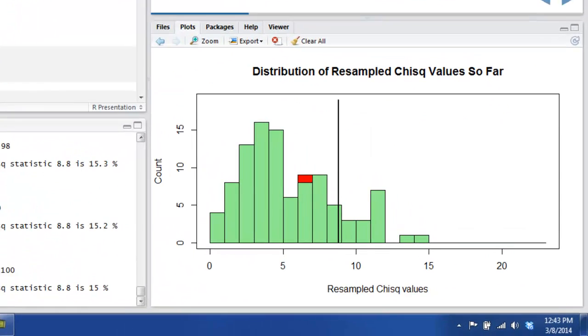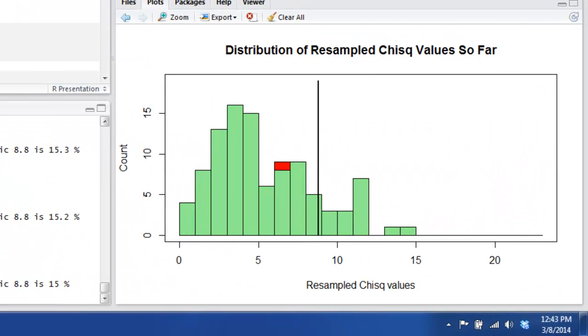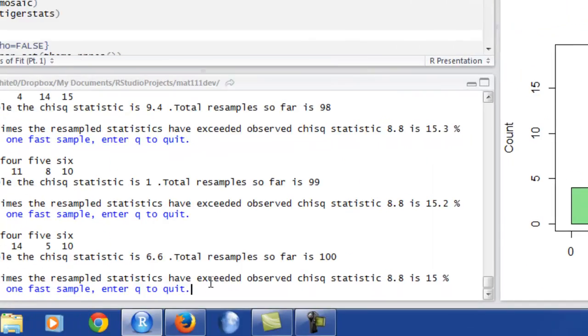All right, we're back. In the plot window, you see a histogram taking shape. This histogram is our estimate of the probability distribution of the chi-square statistic if the null hypothesis of a fair die is true. Notice there appears to be a somewhat right-skewed distribution here, and a fair percentage of the time, the chi-square statistic will be above 8.8.